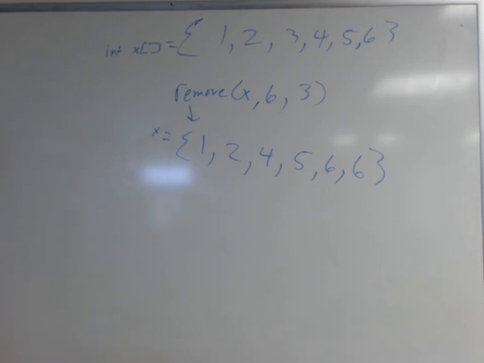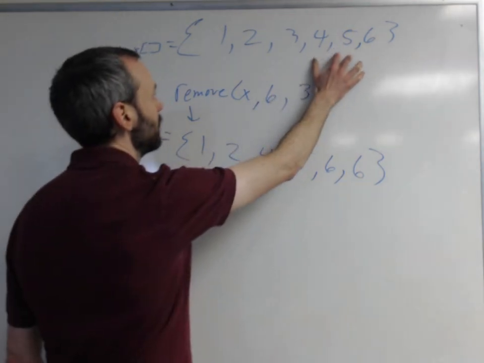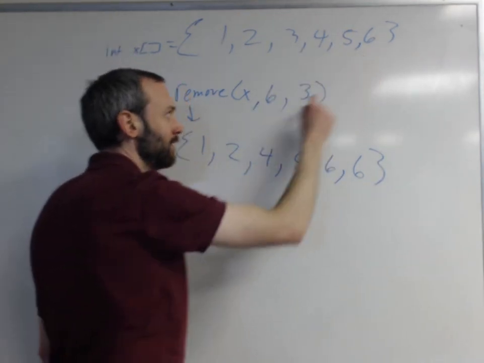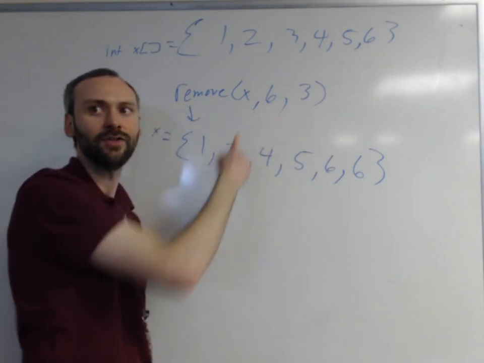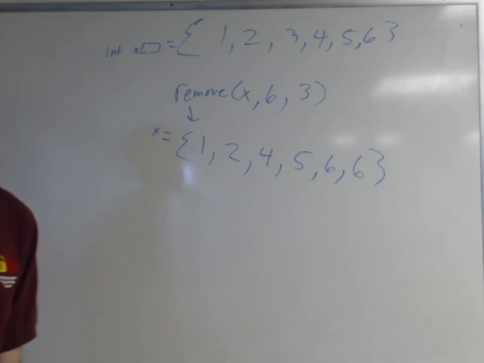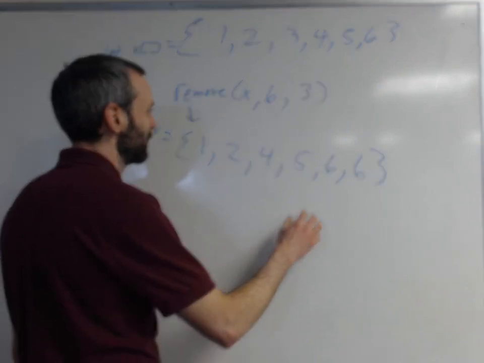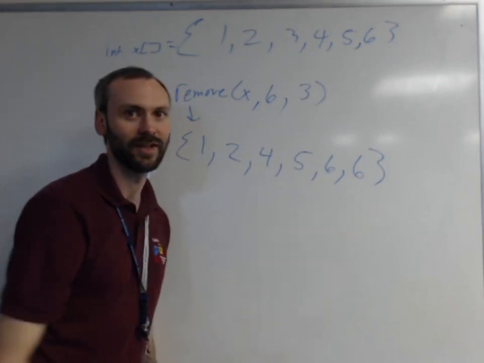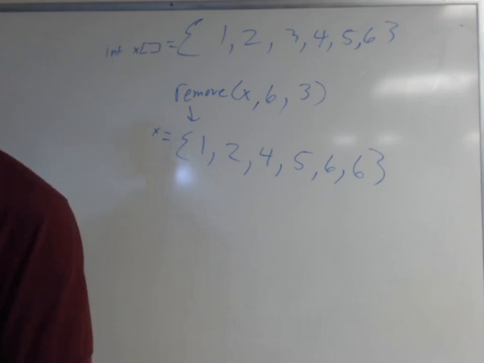What did I just do? I just shifted these guys down by 1. By shifting those down, I didn't delete that last 6 because I didn't change the size. You can't change the size of an array. Well, let me rephrase that. We're not going to change the size of an array. It's actually a very complicated process. So the new array is just 1, 2, 4, 5, 6, and the last one's 6. But that's okay.